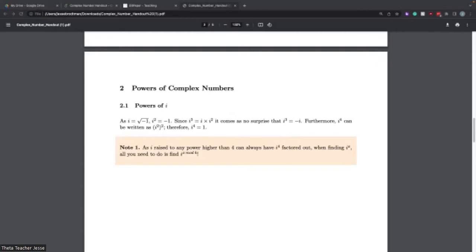So if I asked you what, for example, i to the power of 2022 is, you know that it cycles every 4. So you could take the power mod 4 of it, which is going to be 2, and you could just calculate i to the power of 2. So i raised to the power of 2022 is going to be equal to i to the power of 2, which is going to be equal to negative 1. And that's a pretty basic usage of it. We might go into some more complicated ones.